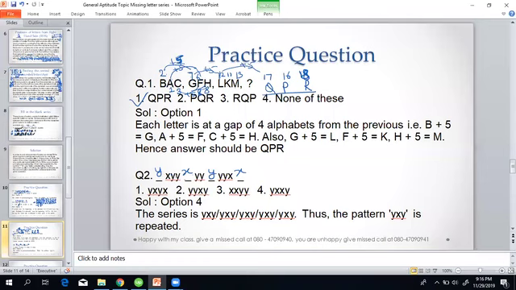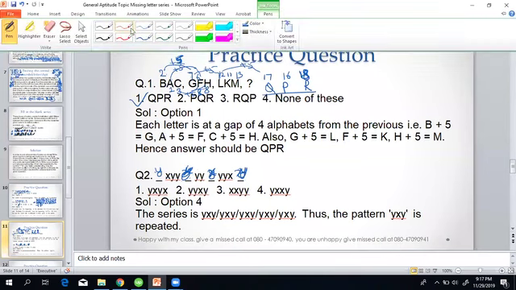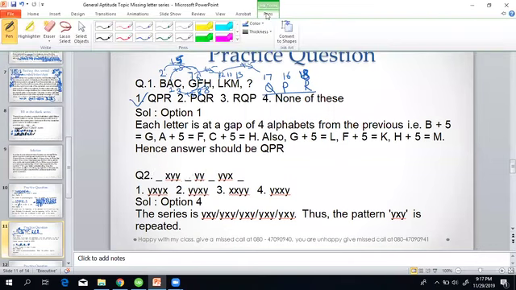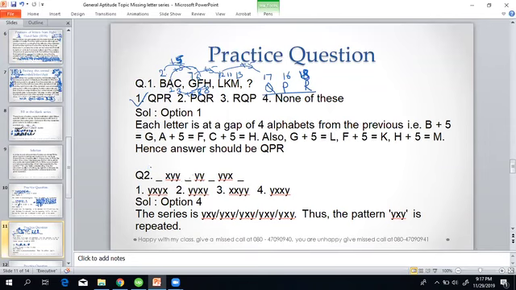Okay, let's try with the next, y, y, x, and y. So y, x, y, y, y, y, y, x, y, y. So again, it is not forming any pattern. So the next is x, x, y, y. Let's try with this. X, x, y, y, x, y, y, y. So again, it is not forming any pattern. Let's try with the option 4.